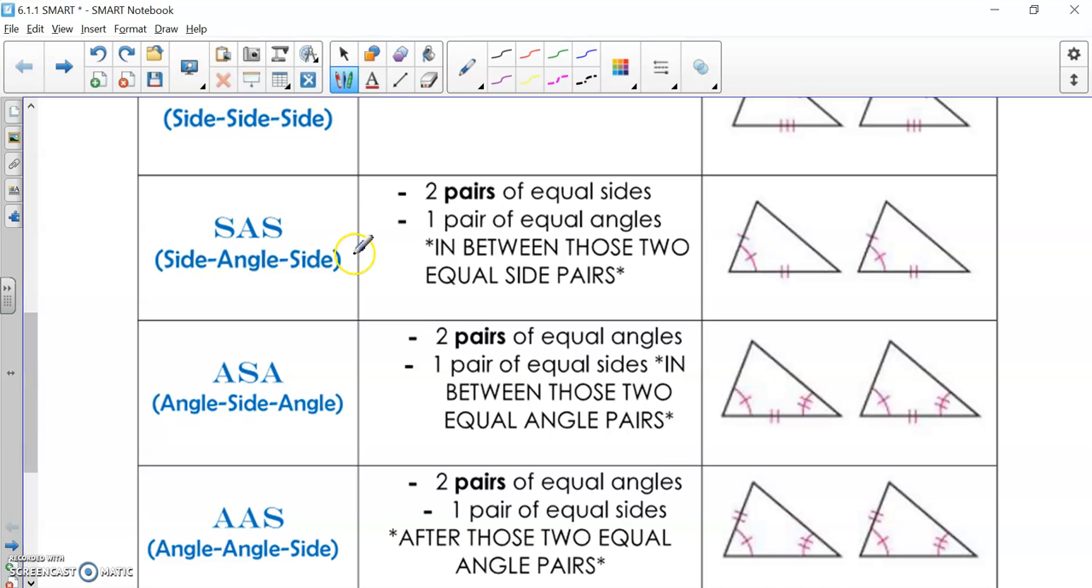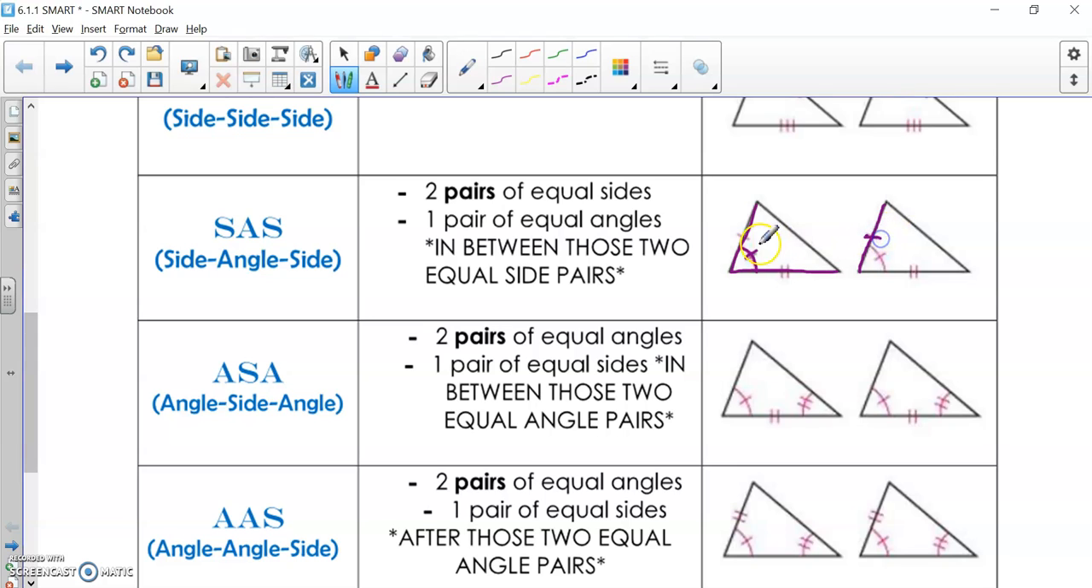Side angle side: this time we have 2 pairs of equal sides and 1 pair of equal angles. Now remember from similarity that order is very, very important. If the things in the picture appear to be in a different order than what you are going for in your conjecture, it is not the same thing. So in SAS, you'll notice that it goes in the order of side, then angle, then side. So in this picture, we have the side, then the angle, then the other pair of sides, right? And it's consistent in both of them.